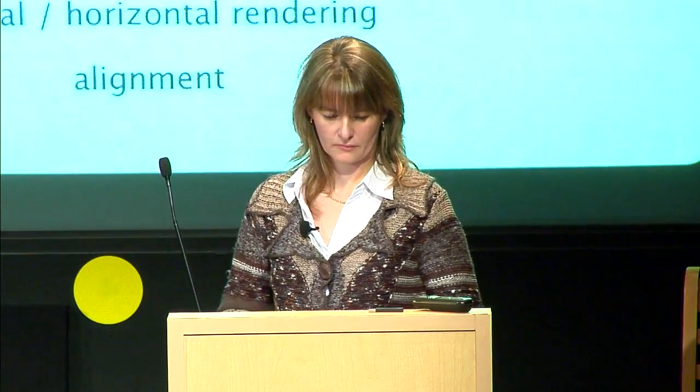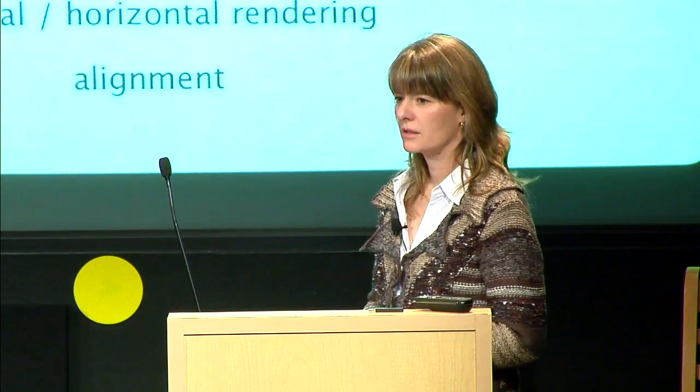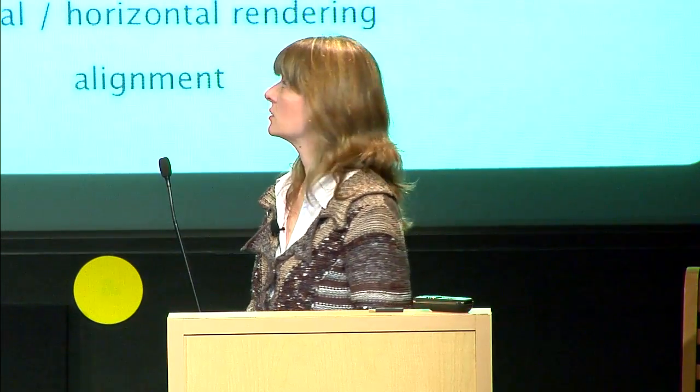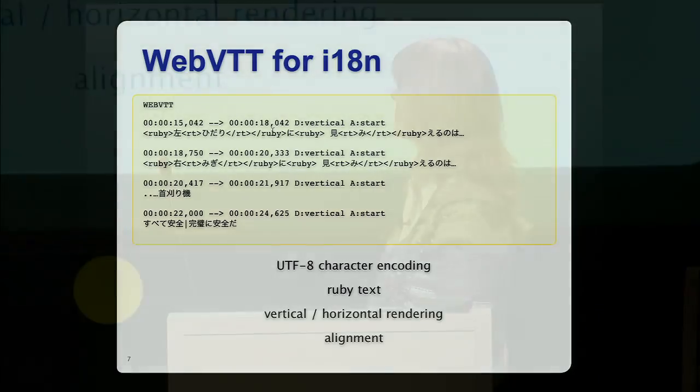Of course, if we're using this format also for subtitles, we need to be careful to cover internationalization issues. WebVTT is very clear here. It requires UTF-8 character encoding. It has a Ruby tag, which supports Asian languages in particular. It also does vertical and horizontal rendering of text.